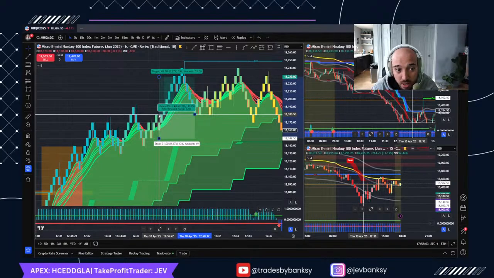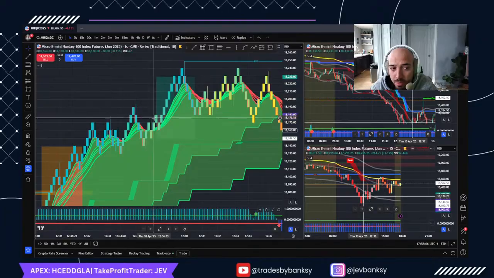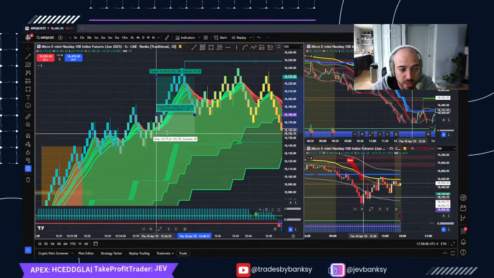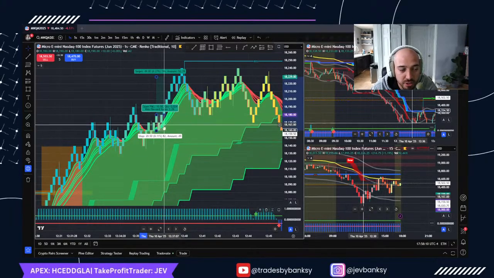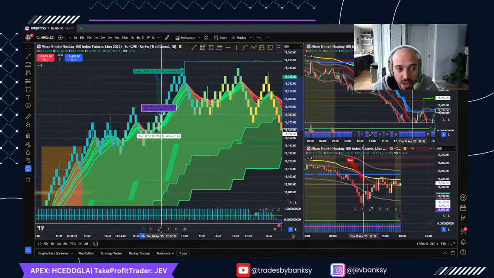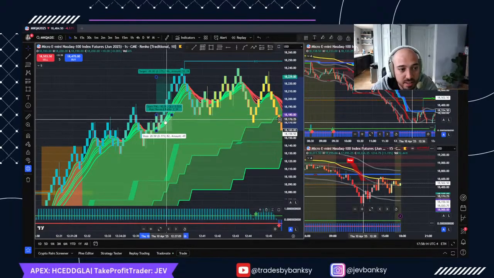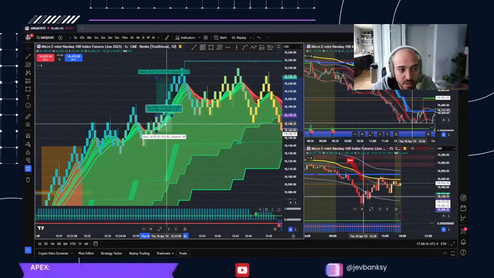Which again makes our stop loss bigger, but there will be times where, for example, here, because we gave it that extra space, we don't get stopped out and then have to get into a trade again. Instead, this is just one trade, right?